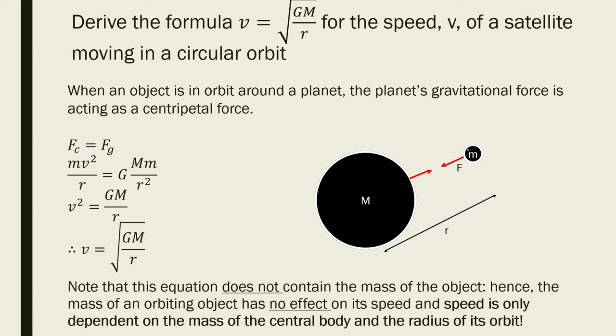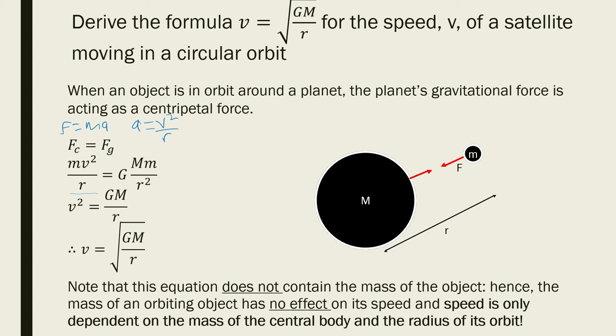Now, when an object is orbiting around a planet, the planet's gravitational force is acting towards the center of the satellite's path, and that gravitational force is acting as a centripetal force. So what we can do is set the centripetal force equal to the gravitational force. Now, remember, there isn't a formula for centripetal force, but there is F equals ma, and acceleration is equal to speed squared over r, and we can replace a with v squared over r, so the centripetal force is this one here, mv squared over r.